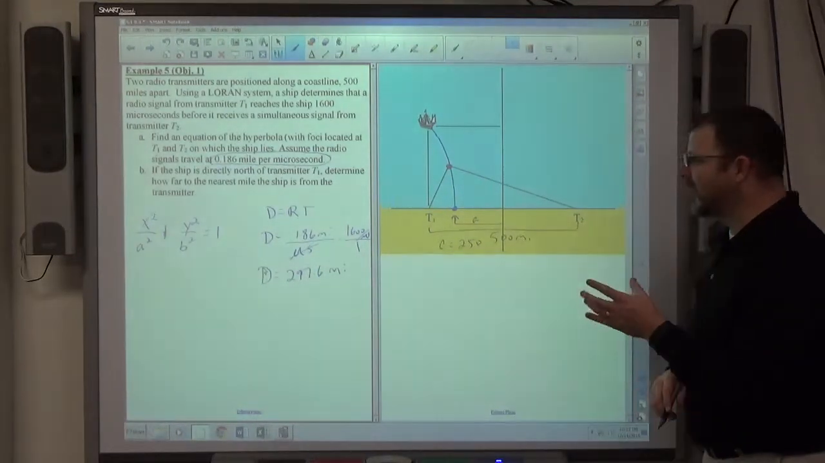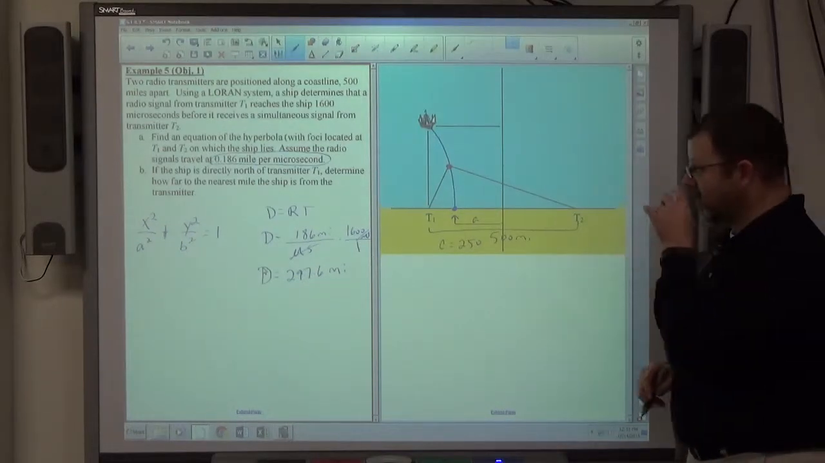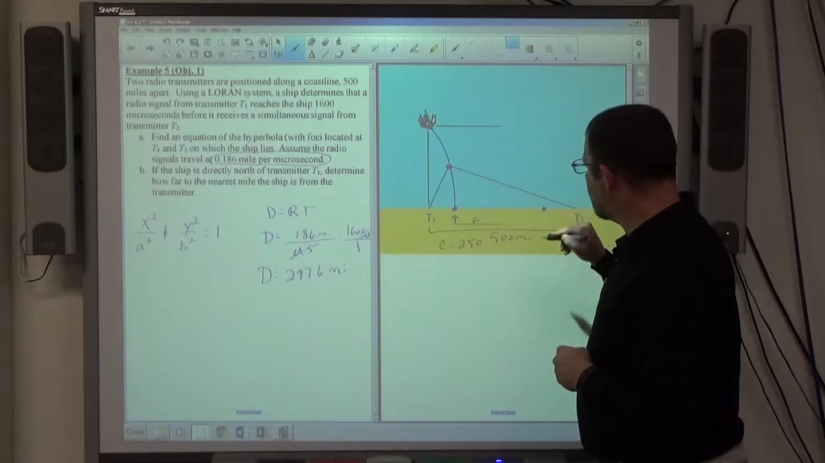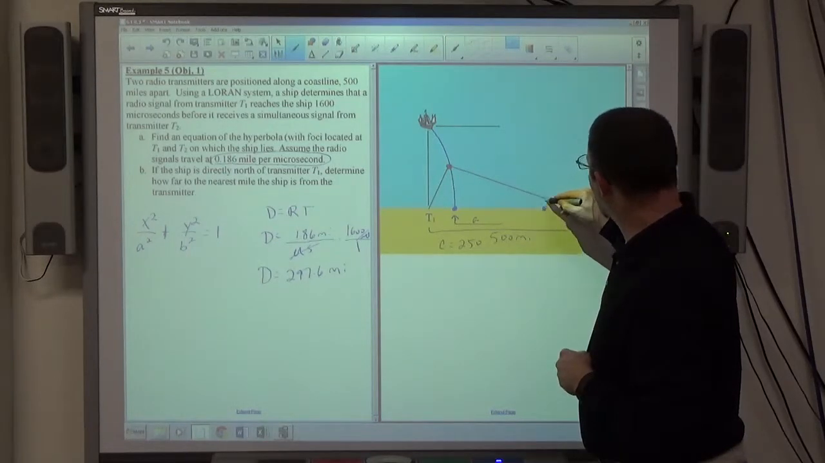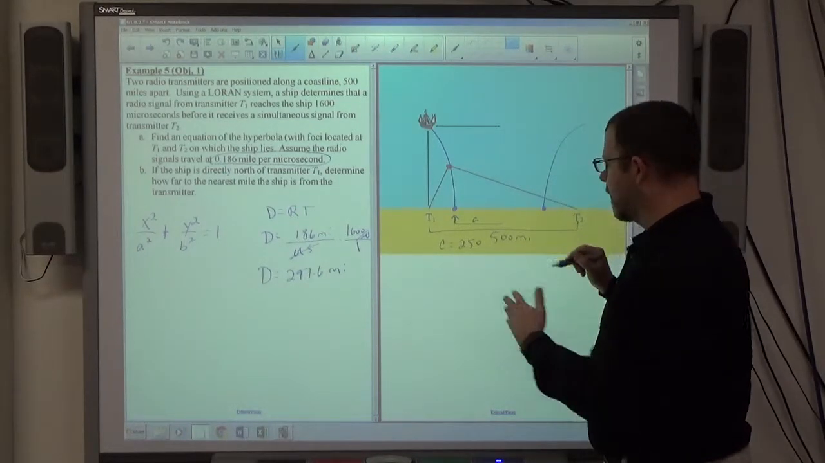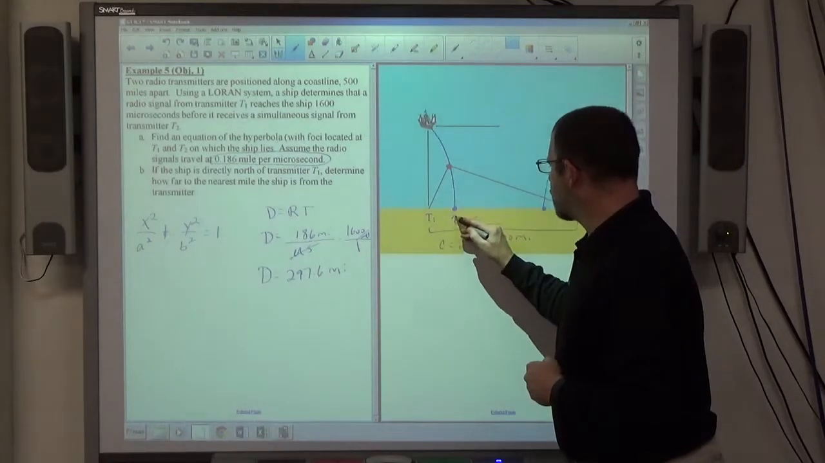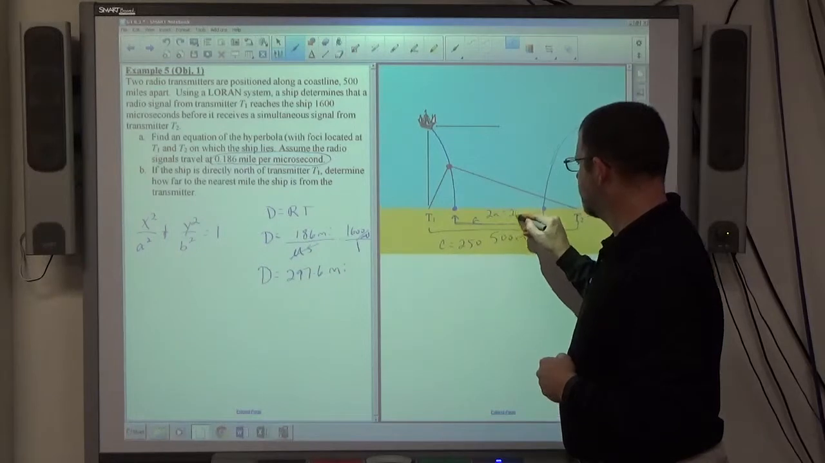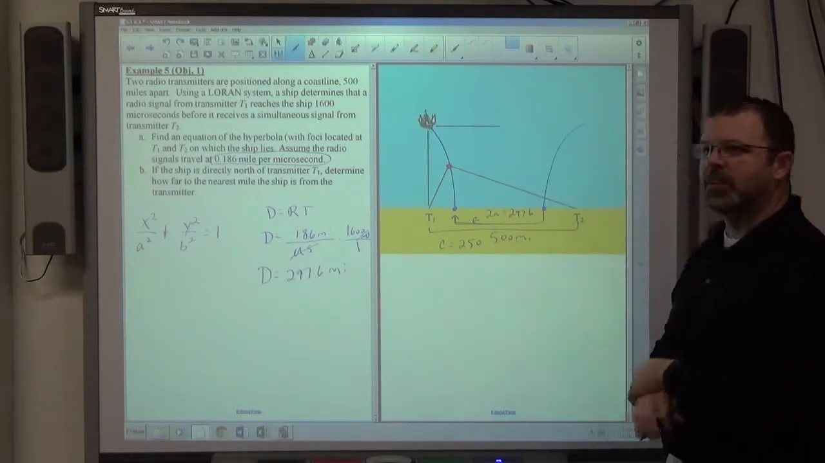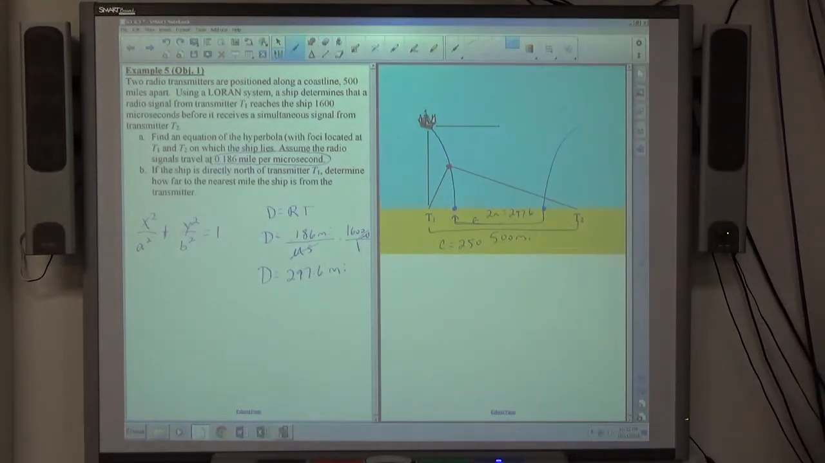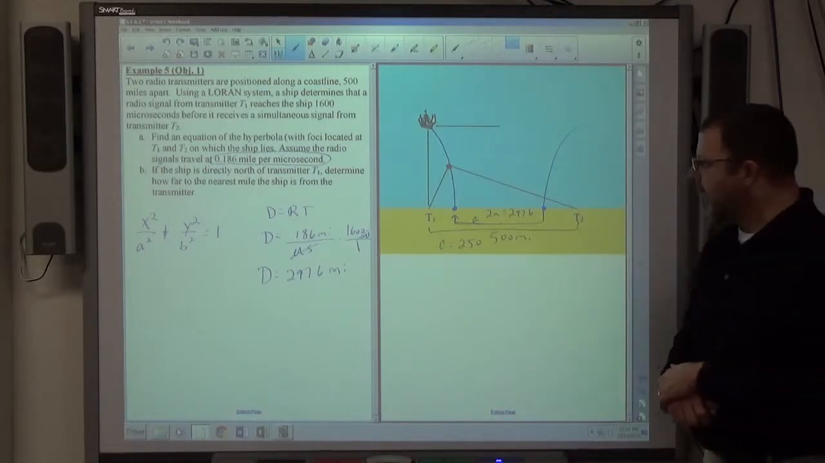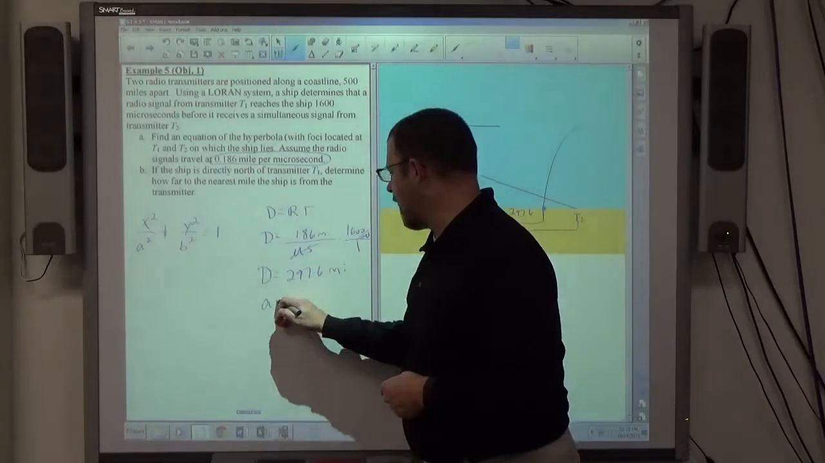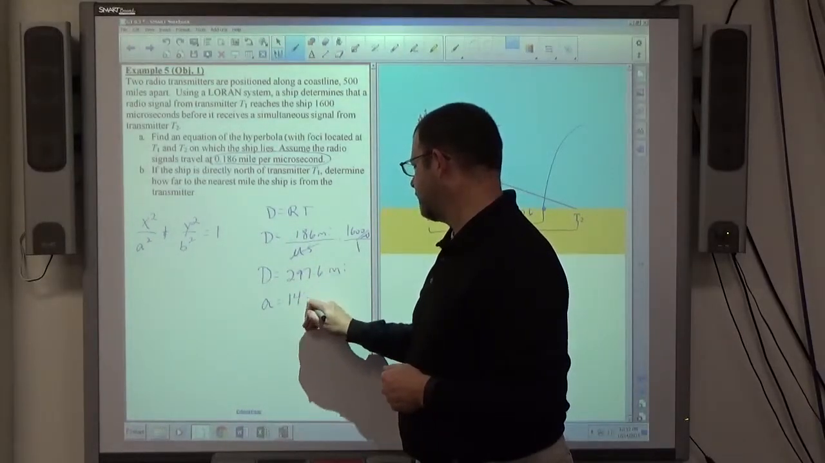Hey, what that represents is not A. Imagine this hyperbola. Here's the other half of the hyperbola, right? What that 297.6 represents is 2A. It represents the length of the transverse axis. So if 2A is 297.6, therefore A would be half of that, so 148.8.